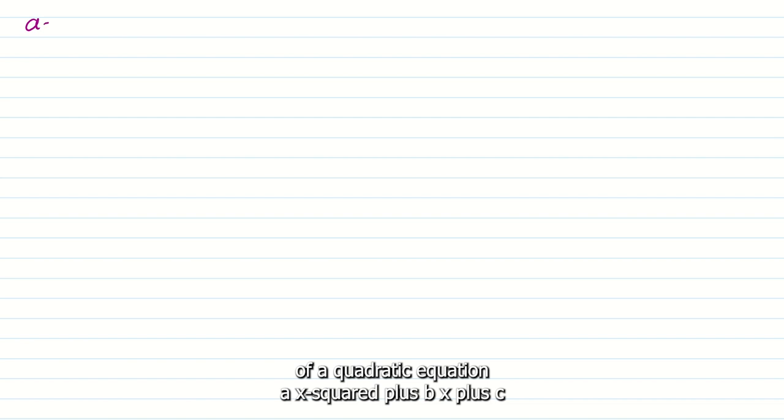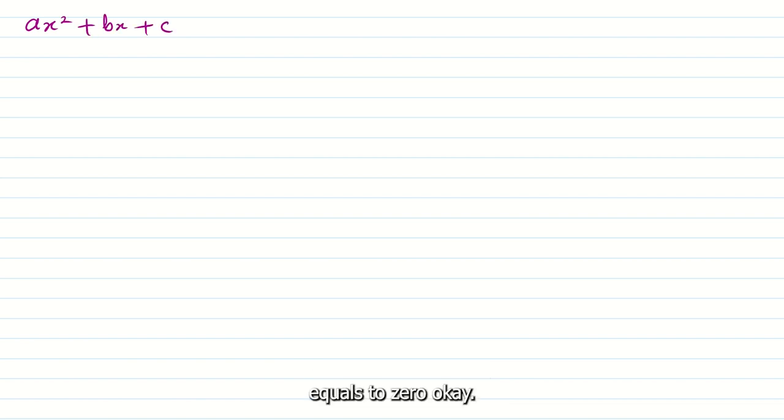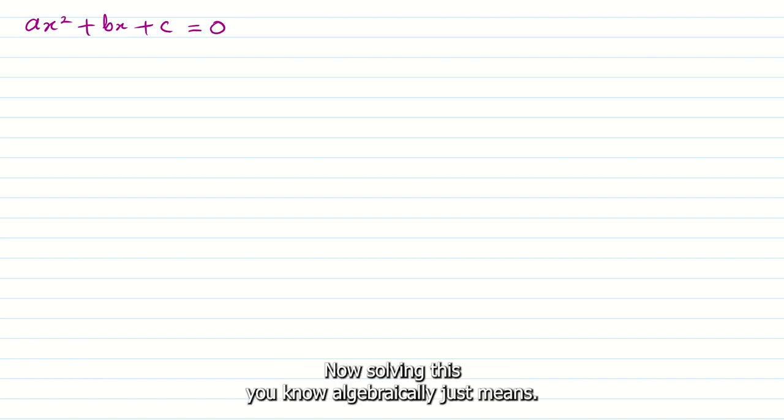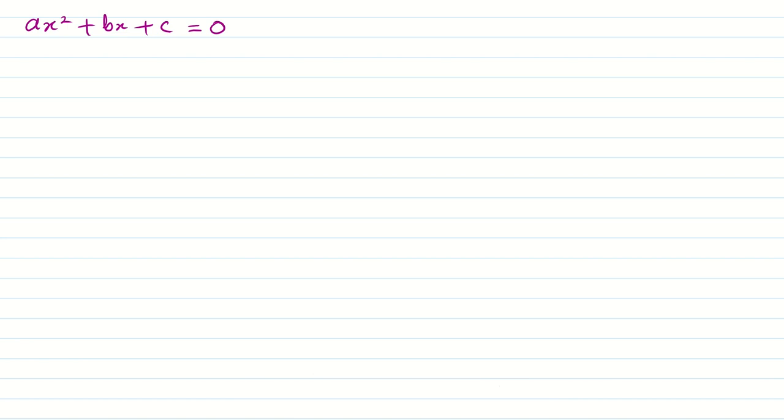Hi, today we'll look at how to solve the general form of a quadratic equation ax squared plus bx plus c equals 0. Simply, what we are looking for is a way to find the roots of this equation. So if we were told to solve this, what would we do? Now solving this algebraically just means we want to make x the subject of the formula. So we want a case where we say x equals something.